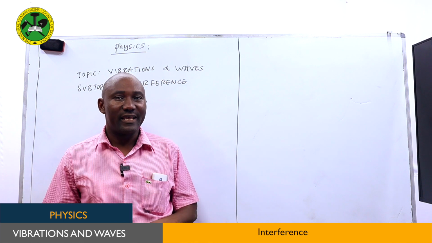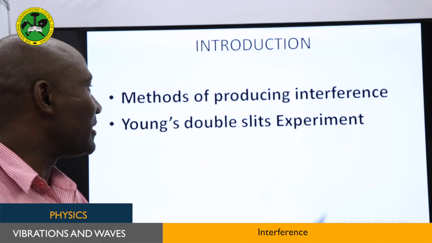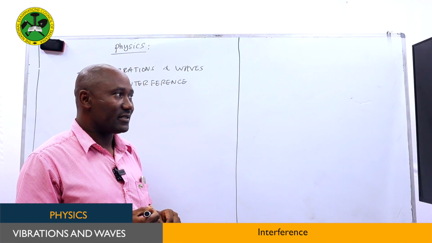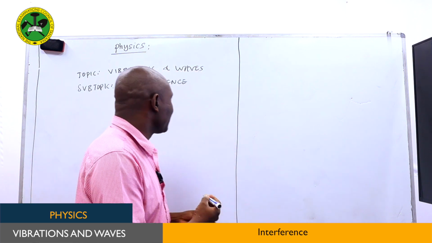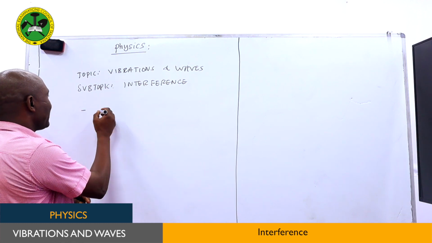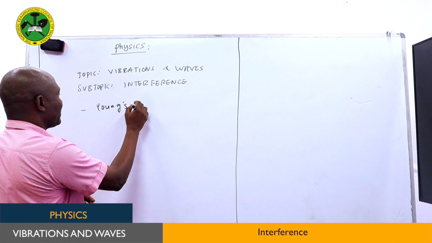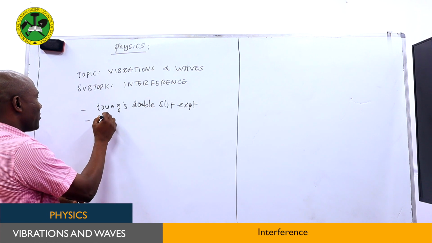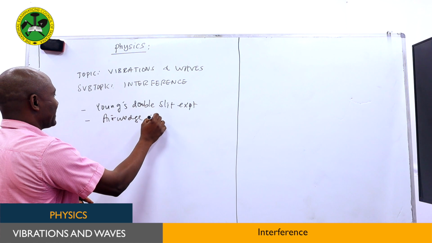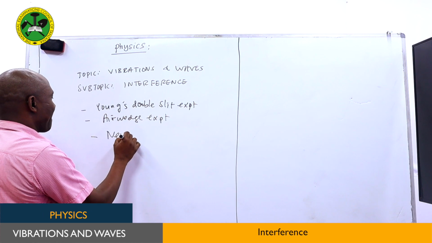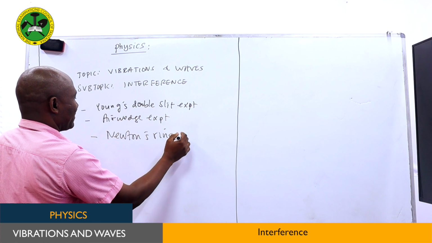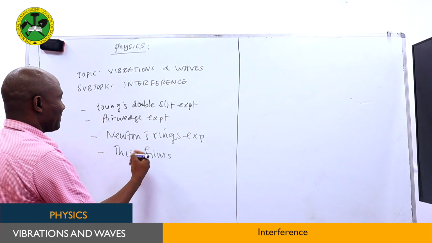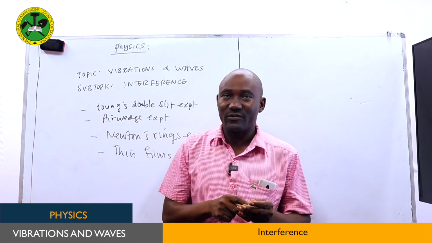To discuss waves, let's start with the methods of producing interference. Before we proceed, you remember we did these parts in your classes. We found that there are different ways of producing interference. One of these methods is Young's double-slit experiment. Then, the air wedge experiment. Third, we have the Newton's ring experiment. Then you can have interference from thin films. Those are the methods you can use to produce interference.